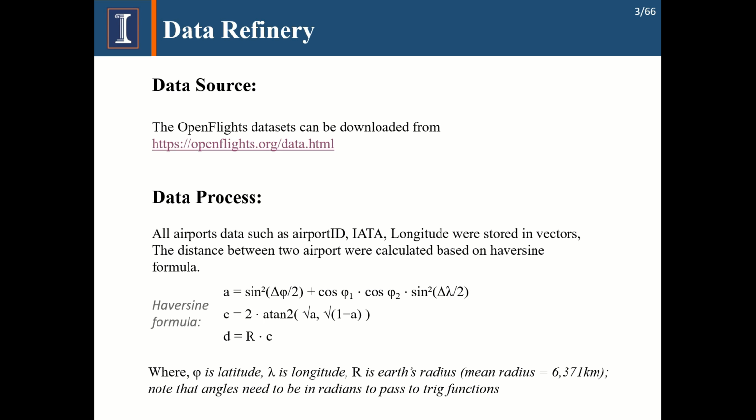In the first step, we changed those parameters into vectors in a way to let our teammates build other algorithms. The way we calculate the distance between two airports is through the Haversine formula, where phi is latitude, lambda is longitude, and r is the Earth's radius. Shumin Su will talk next about how he implemented the traversals inside this project.